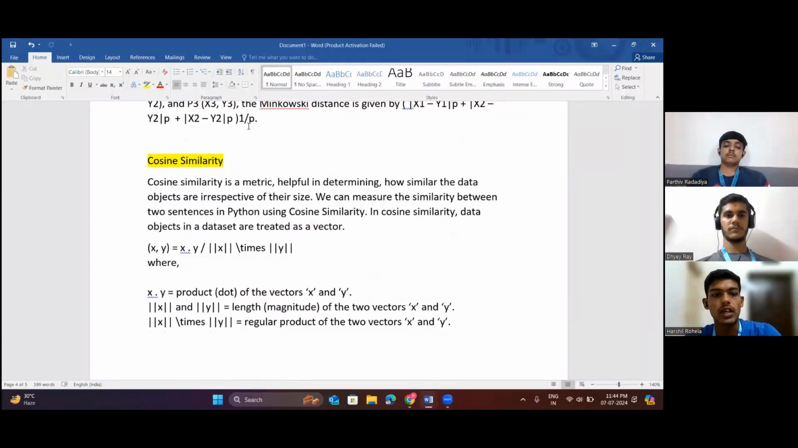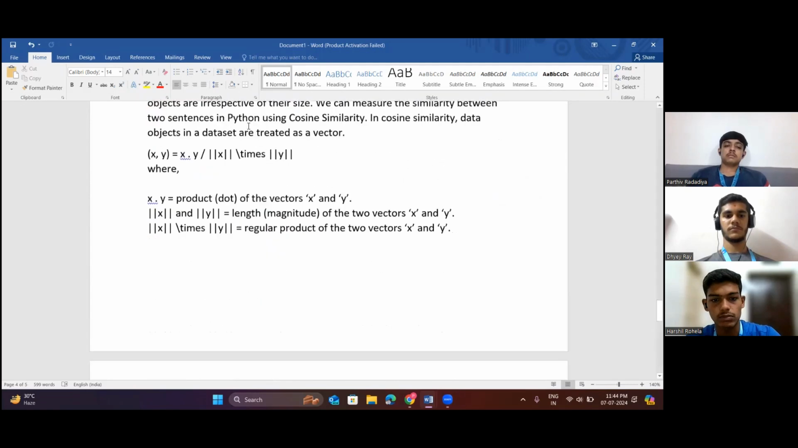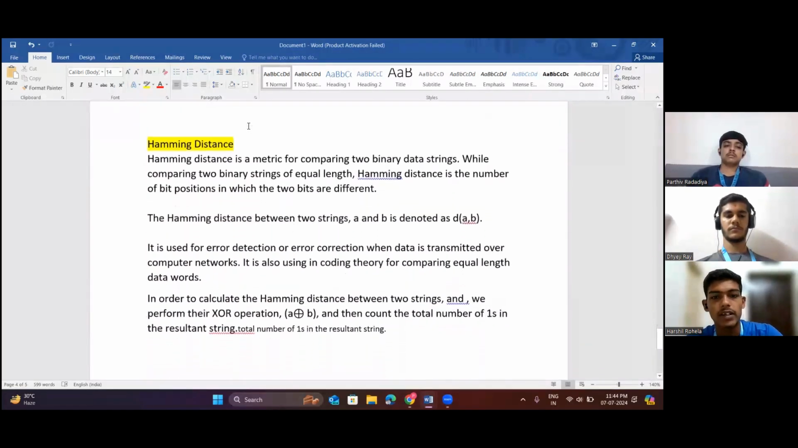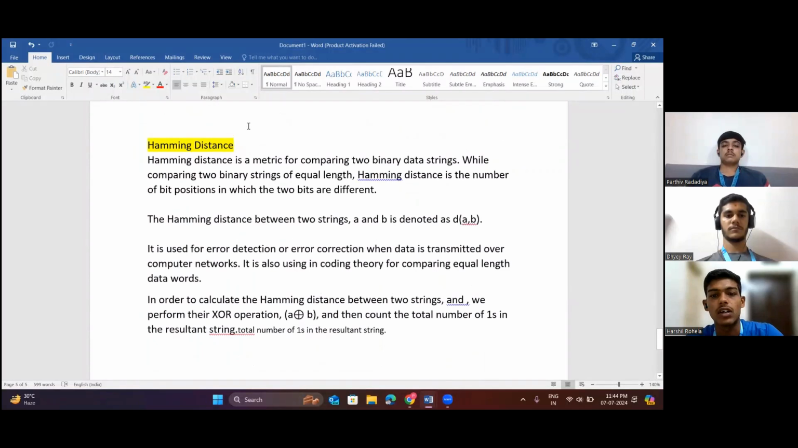Then the last one is the Hamming distance. Hamming distance is a metric for comparing two binary data strings. While comparing two binary data strings of equal length, Hamming distance is the number of bit positions in which the two bits are different. The Hamming distance for two points, for example A and B, is denoted as D of A comma B. It is used in error detection when data is transmitted over computer networks. It is also used in coding theory for comparing equal length data words.